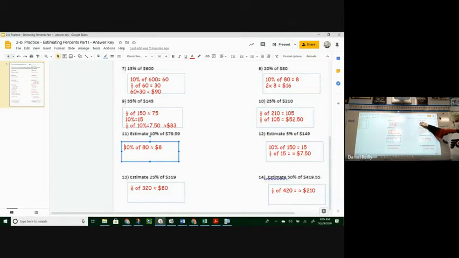There's an easier way. Divide by 10 to get the 10% rule. How do you divide by 10? Move the decimal place one place, or you take off a zero. If there are zeros, you can just take off a zero. That's dividing by 10.